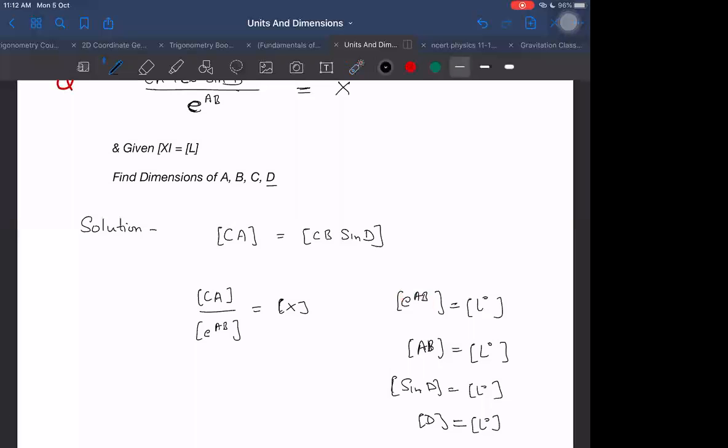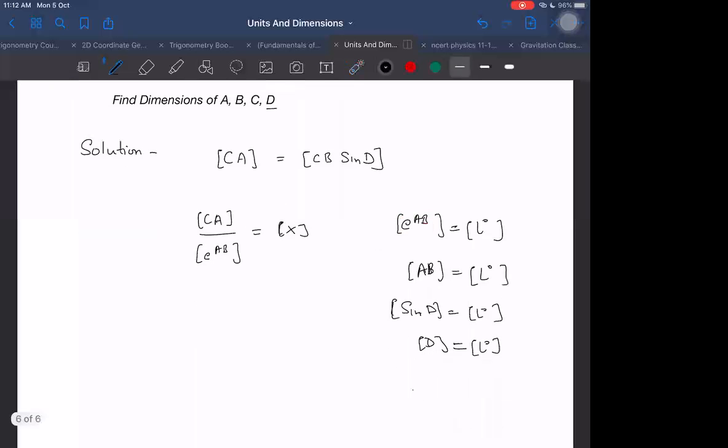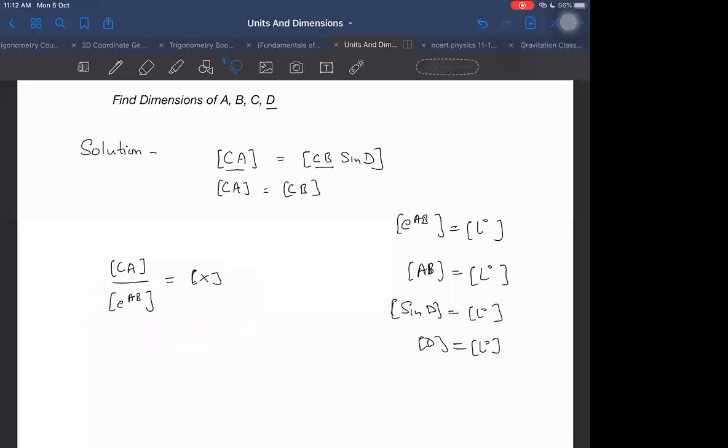But I don't know the dimension of AB. A into B is dimensionless. If A into B is dimensionless, and also CA has the same dimensions as that of CB, why does CA have the same dimension as CB? Because sine D is otherwise also dimensionless. So the dimensions of CA are the same as that of CB. The dimension of C can cancel the dimension of C. Then I can say A and B have the same dimension. Both have the same dimension, so the square of that dimension will be dimensionless. So it means individually A and B are also dimensionless.